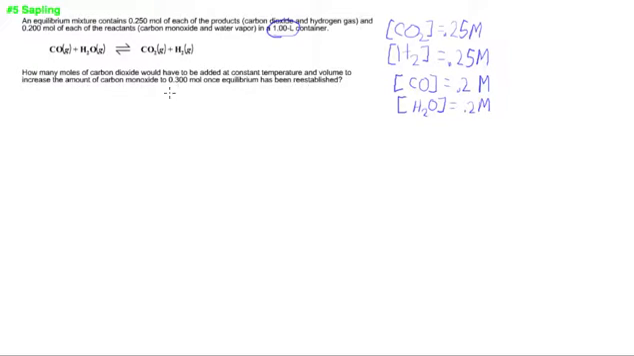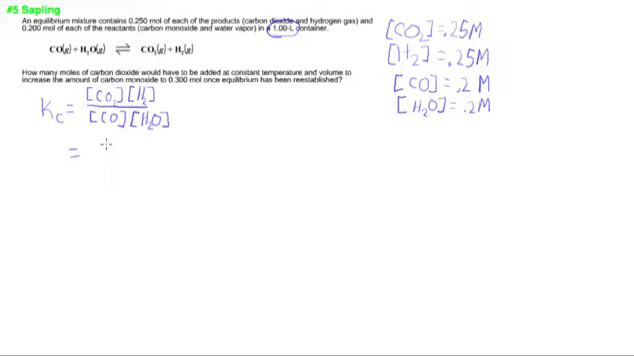Okay. So first thing, okay, how many moles of carbon dioxide would have to be added at constant temperature and volume to increase the amount of carbon monoxide to 0.3? So the first thing we need to do is find what the equilibrium constant is. And that would be the concentration of carbon dioxide times the concentration of hydrogen all over the concentration of carbon monoxide times the concentration of water vapor.